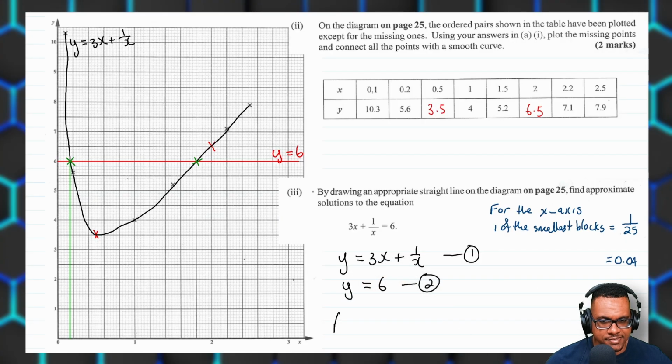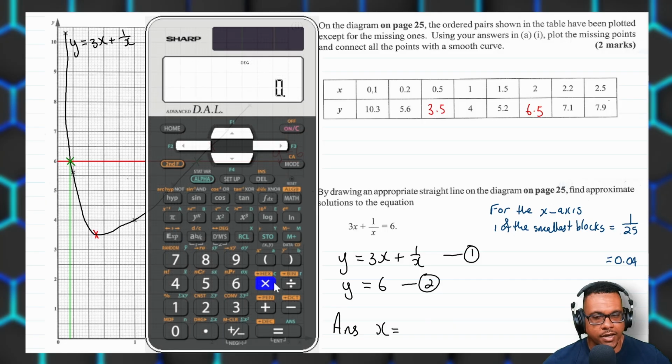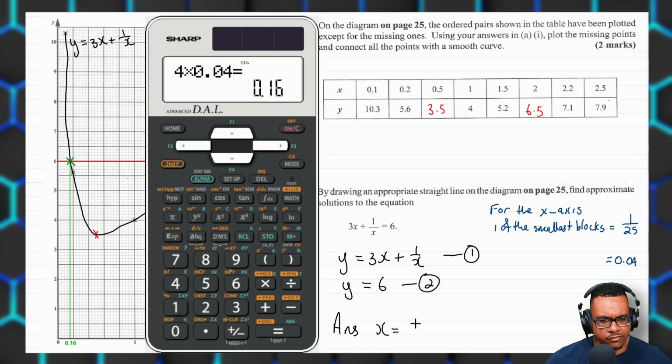All right. So my answer's going to be x is equal to, and I'll go on my calculator and I'll put 4 multiplied by 0.04. And I'll get 0.16. So I'll write 0.16. That's my first answer.